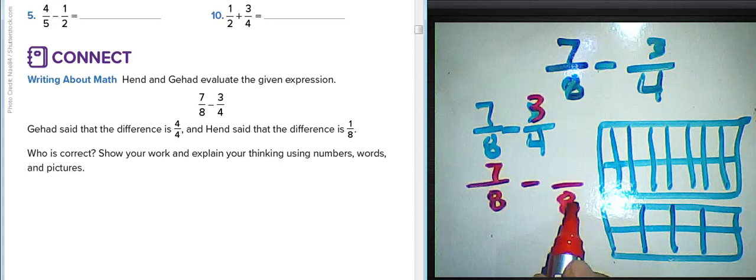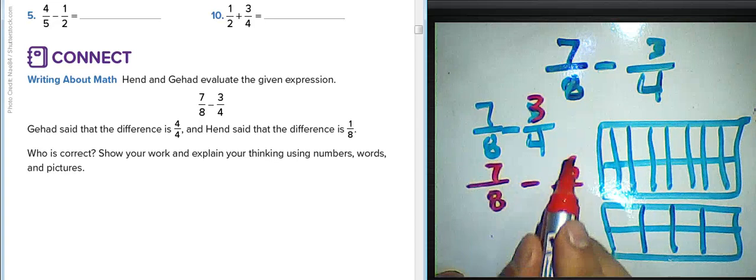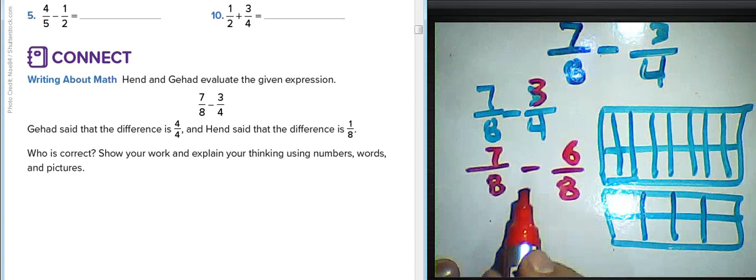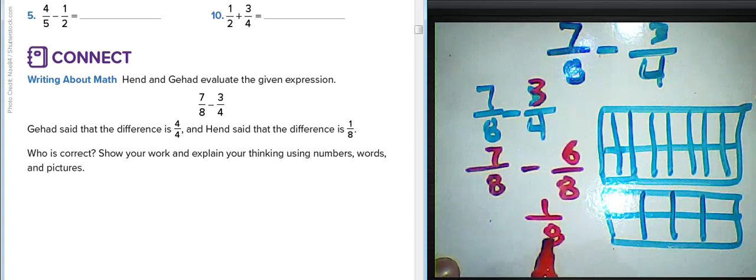Write 7 here. 4 times 2 equals 8. 2 times 3 equals 6. And the result between them, 7 minus 6 equals 1. 1 over 8. Okay, Hind said the difference is 1 over 8. So the correct answer, Hind gives the result 1 over 8. But Jihad gives the result 4 over 4.